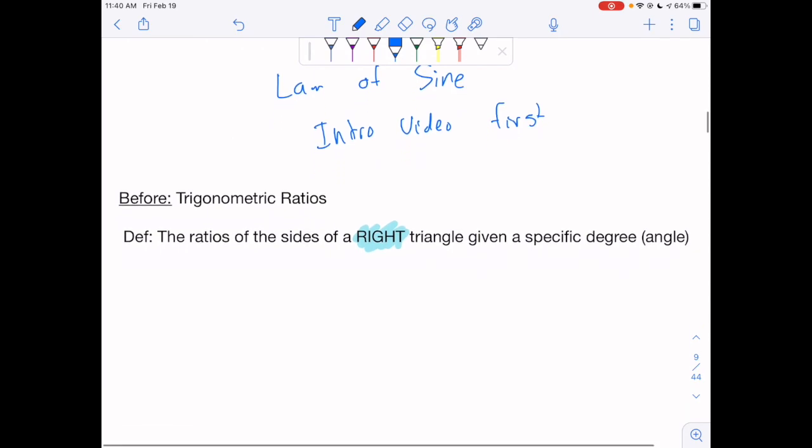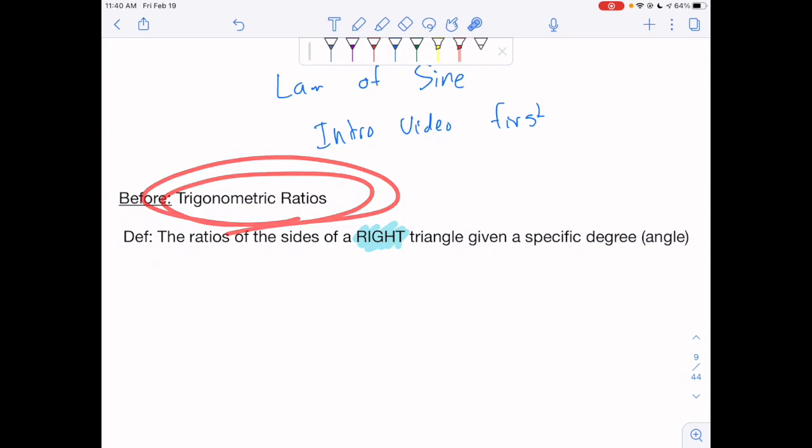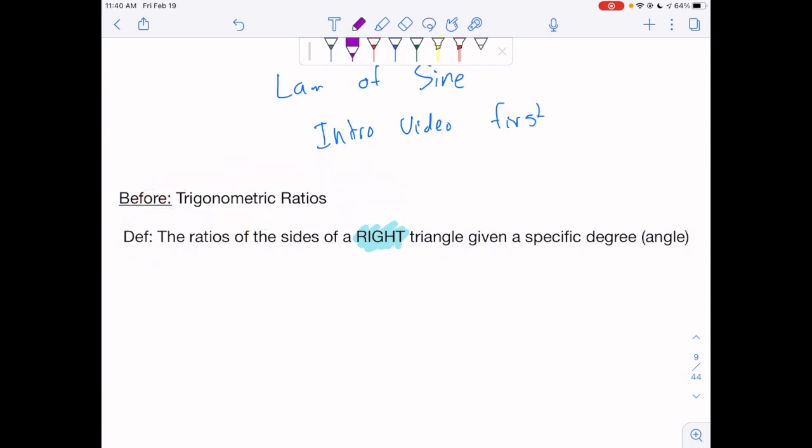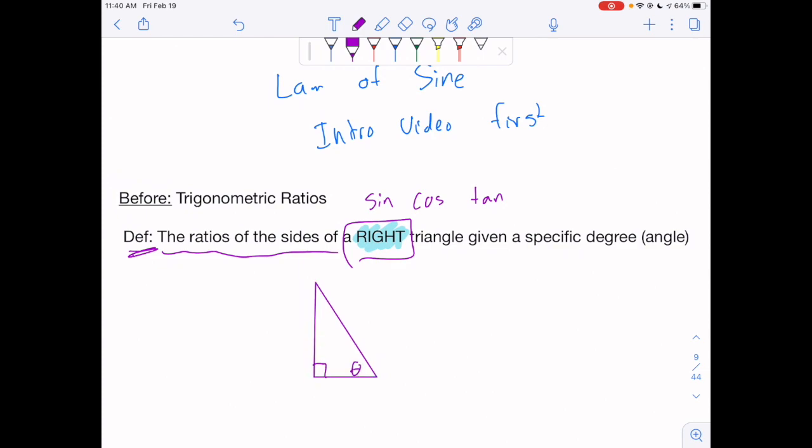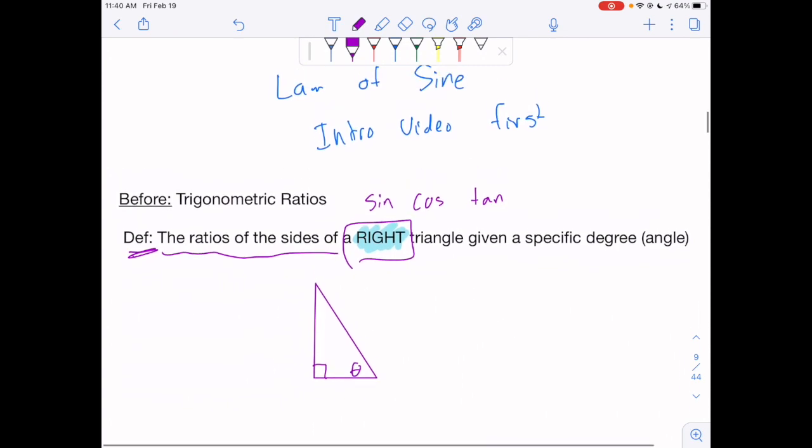Okay, so let's talk about what we did before. We talked about trigonometric ratios before, right? That's when we had the sine, cosine, tangent. And the official definition is here: the ratios of the sides of a right triangle given a specific degree. And this specific degree is what we sometimes call theta, the Greek letter theta for angle.